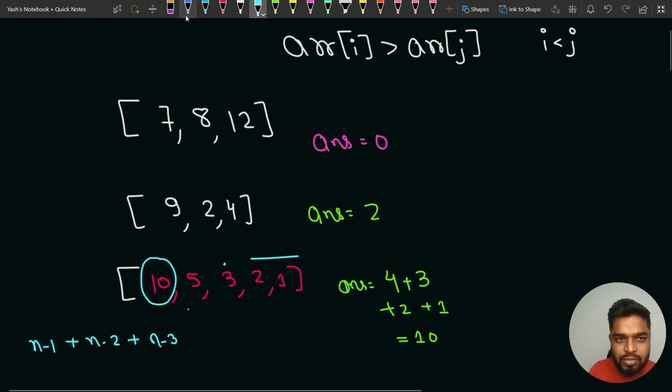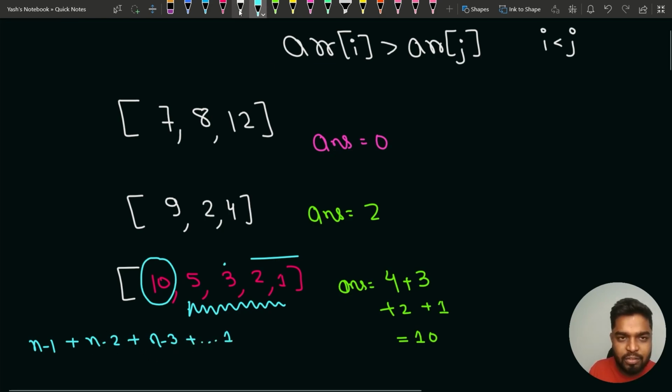Because if I'm at a particular element, suppose I was at 10, then assuming that all the elements on the right side are lesser, because the array is sorted in decreasing order, the inversion count with respect to 10 would be n minus 1. Then I'll check for other elements. So for 5 the inversion count would be n minus 2, then for the next it would be n minus 3, up till you reach 1.